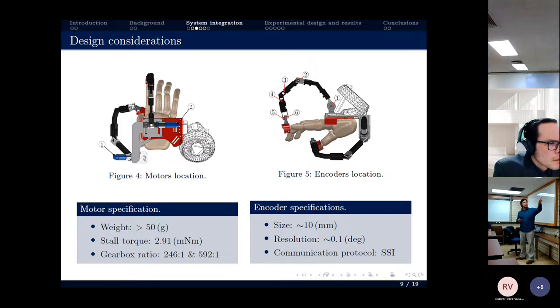Now here in figures 4 and 5, you can see the exoskeleton mounted over the hand and the two kinematic chains, one for the index finger and one for the thumb. As we want to track the movement of the human hand and send it to the virtual environment, we included 6 encoders, one for each joint of the kinematic chain. And for the haptic feedback, we included 2 high-gain micromotors. These are enough to provide some haptic cues to both fingers in all the ROM.